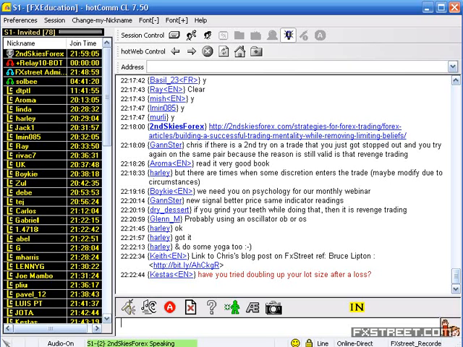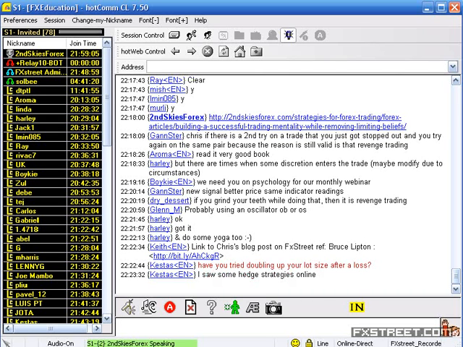formations. Kestis says, have you tried doubling up your lot size after a loss? Never. Why would I do that? Why would I go outside of my risk parameters? It's just one loss. Have I ever done it before? I've done it in the past. That was a long time ago. I won't do that anymore. That's ridiculous. You've just made a loss, and your mindset is in such a place that you're thinking you should double up.